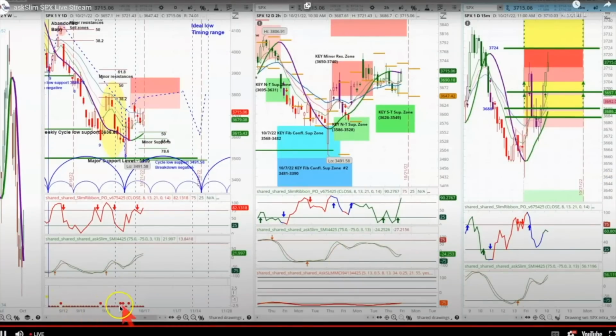So this is important as we look at the sum of the evidence, and that is on the bottom in here, you see that the option bias indicator is still red and negative. The slim ribbon PO is still red and negative. The AskSlim market condition indicator is down here at minus 75 and negative. But the signs are starting to show that there's a bottoming going on. These things have to improve in order to get some decent movement that we're looking for up into December.